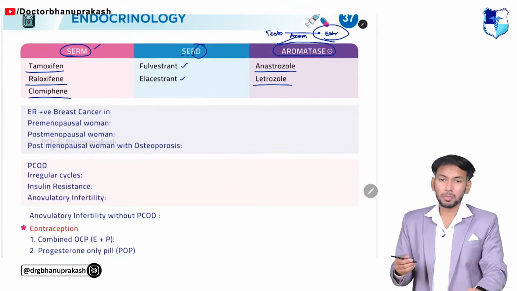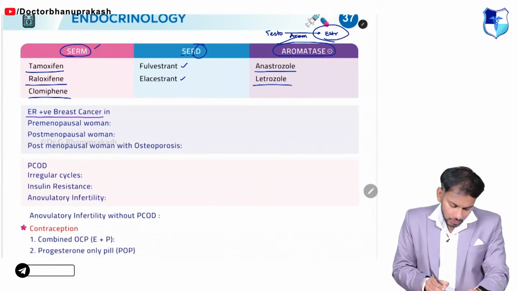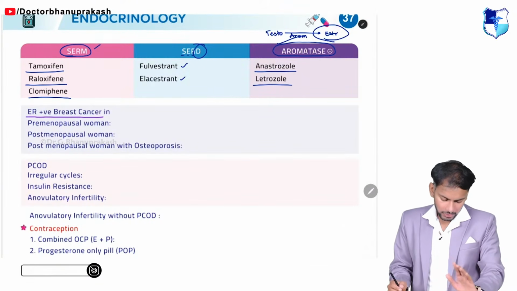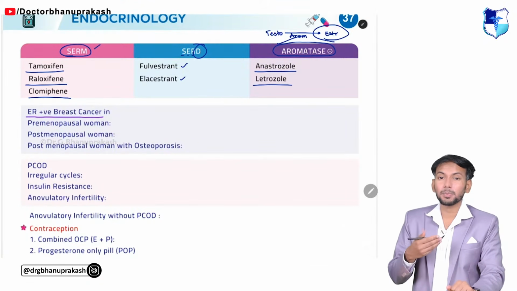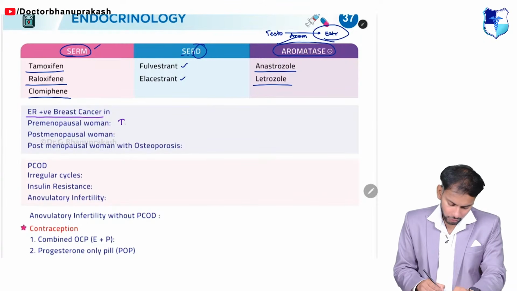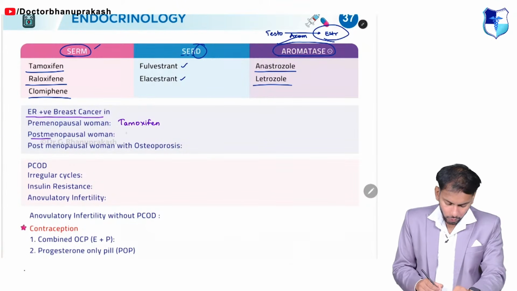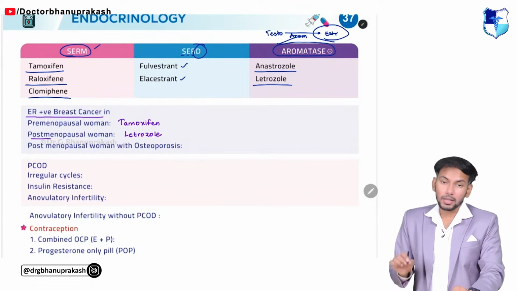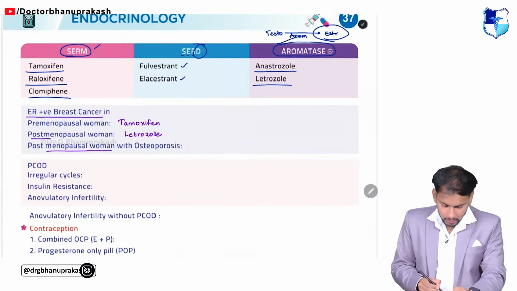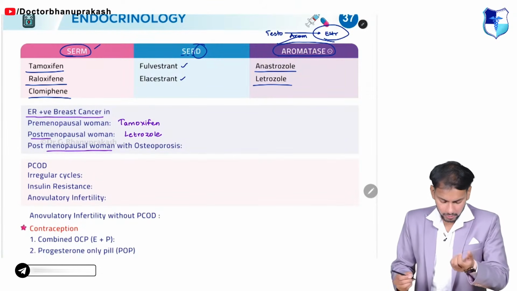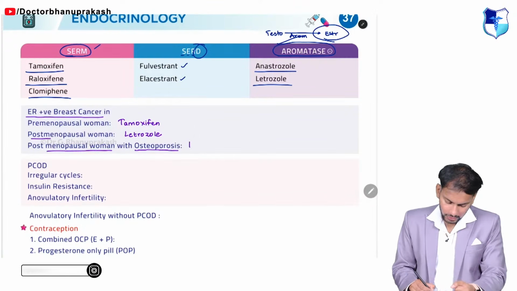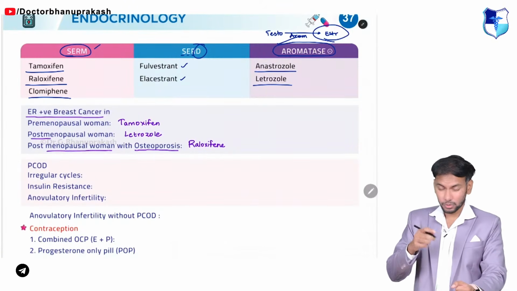We will see. See, if a woman is having ER-positive breast cancer, and if the woman is premenopausal, which drug would you use? Tamoxifen. If the female is postmenopausal, you would use letrozole. Now, suppose the woman is a postmenopausal woman with ER-positive breast cancer and having osteoporosis, that is when you use raloxifene. That is where you will use raloxifene. These are the uses of these tablets.